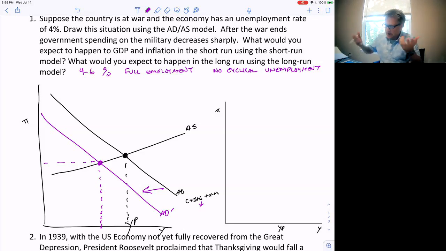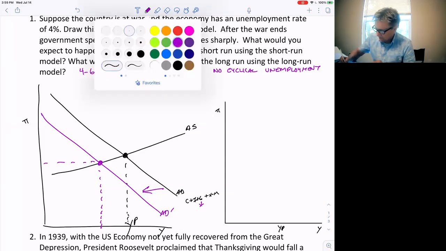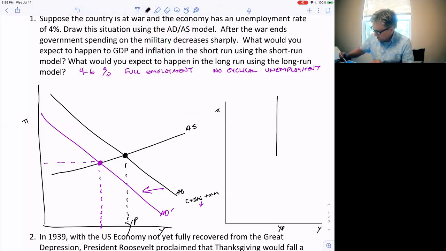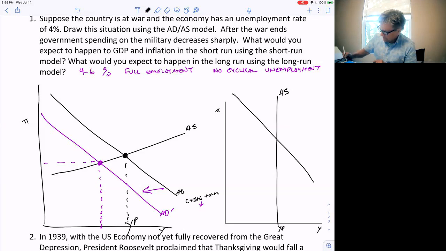So what would we expect to happen from this in the long run? Well, use the long run model to figure out what's going to happen. In the long run, the aggregate supply curve is vertical at potential output. We've got this downward sloping aggregate demand curve, which I will try to draw such that the intersection is about right there.